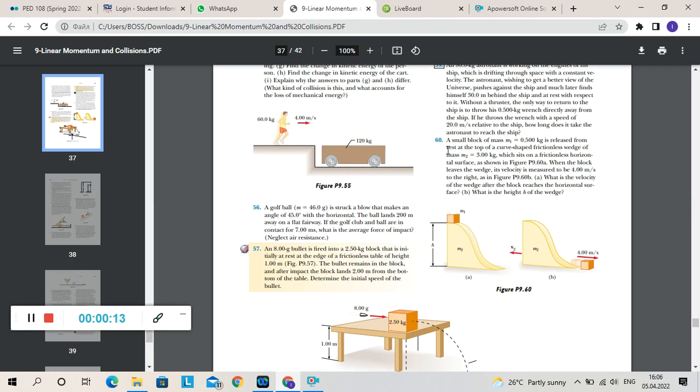This question. A small block of mass M1, 0.5 kg, is released from rest on a frictionless wedge of mass M2, 3 kg, which sits on a frictionless horizontal surface as shown in the figure. When the block leaves the wedge, its velocity is measured to be 4 meters per second to the right. The first question: what is the velocity of the wedge after the block reaches the horizontal surface? And the second question: what is the height of the wedge?